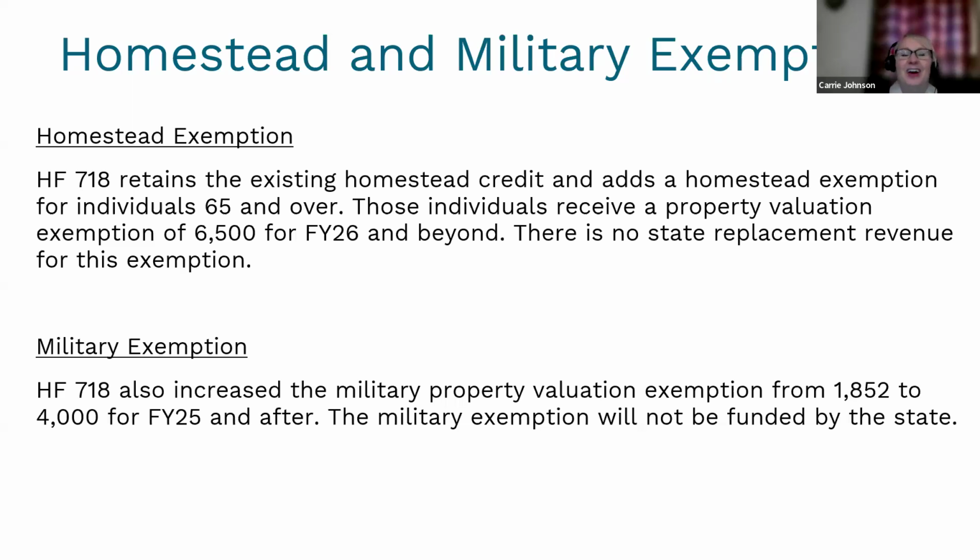There are two exemptions that reduce value that were new for fiscal 25. There's a homestead exemption. For 26, it's an exemption amount of 6,500. So again, that's already been taken off of your taxable value, but it's just something to be aware of, and you don't receive state replacement for that. Military exemption has been around for a long time, but it was increased to $4,000, and it's no longer funded by the state.